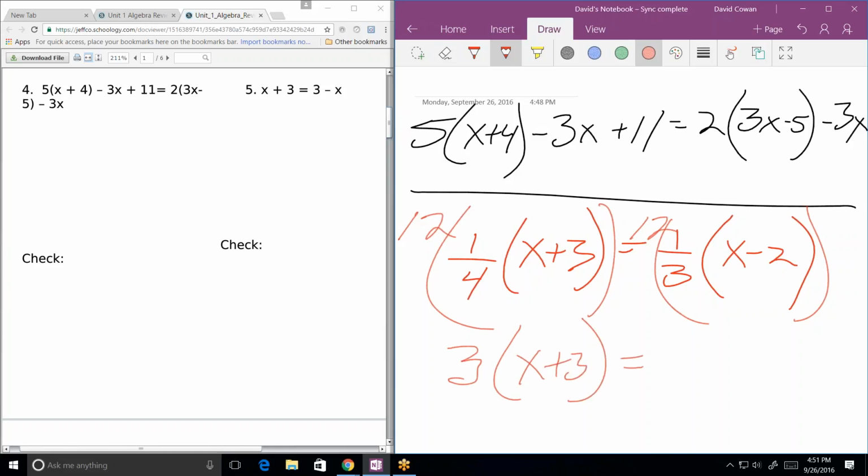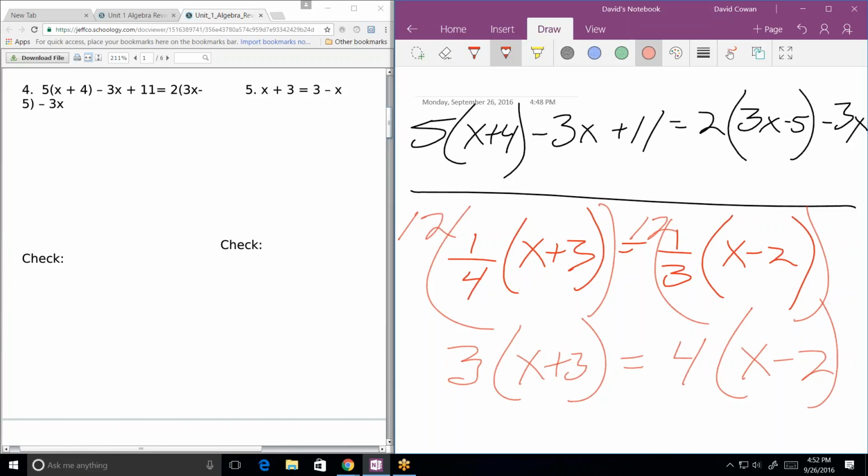What's the right side turn into? What's 12 divided by 3? 4. Now, that's what that problem turned into, which is a whole lot easier looking than what it started out as, right? In other words, whenever you have fractions, it makes it complicated. You got to get rid of them. And you do it by multiplying.